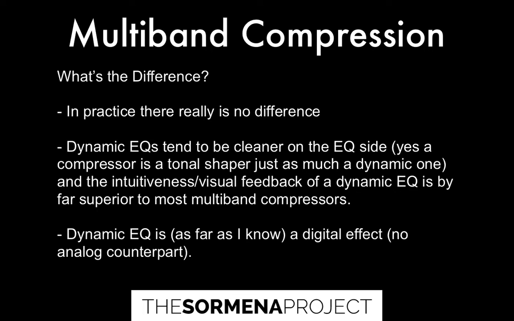With a multiband compressor, that's usually something that's hardwired in there, and it's based off of the crossover frequencies that you set. So this comes back to, again, that was probably confusing to some of you beginners, and the whole point is the dynamic EQ is more flexible and easy to understand. Dynamic EQs tend to be cleaner on the EQ side because they still can be used as just a traditional equalizer. And the intuitiveness, visual feedback of a dynamic EQ is by far superior to the majority of multiband compressors that I've at least seen or worked with.